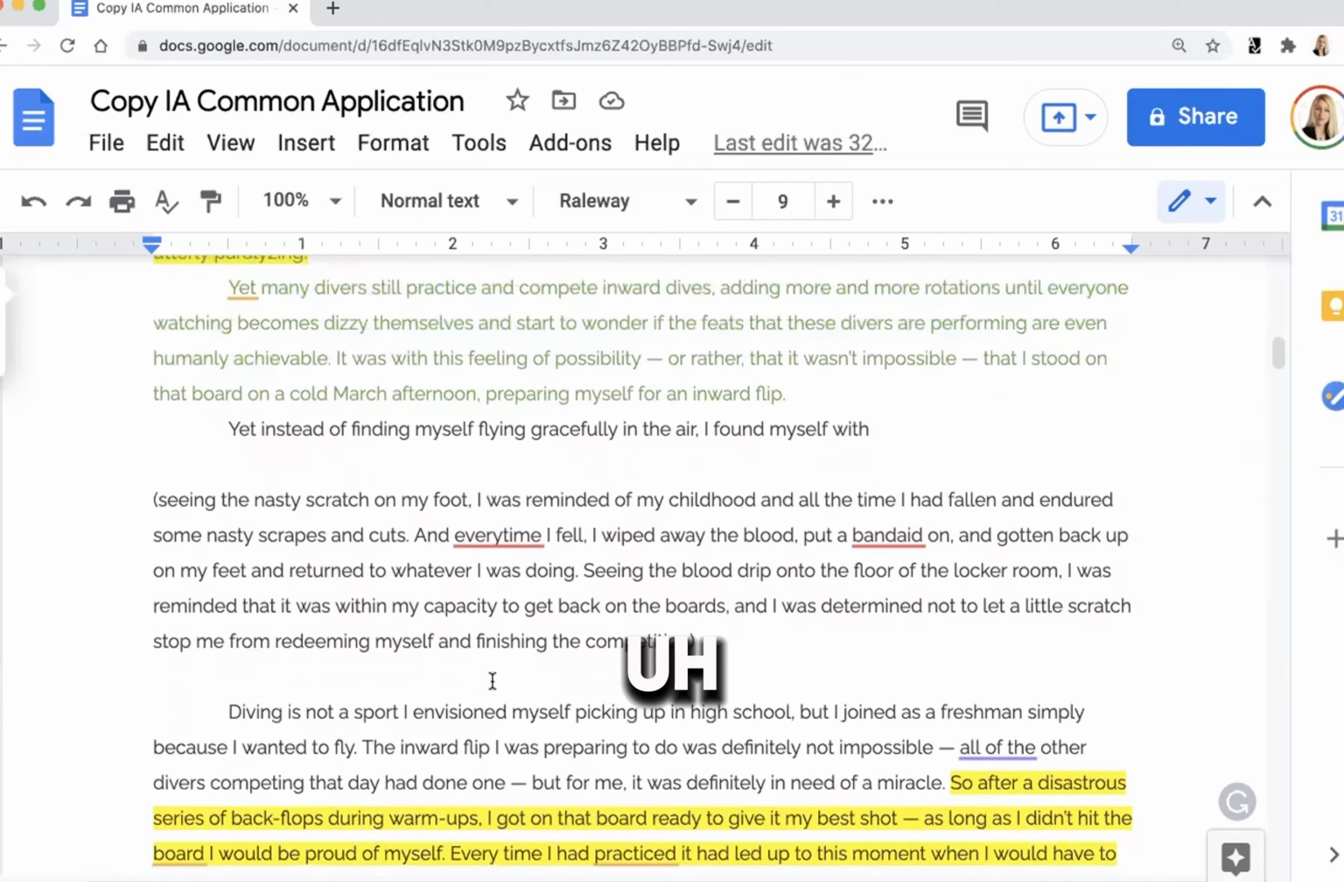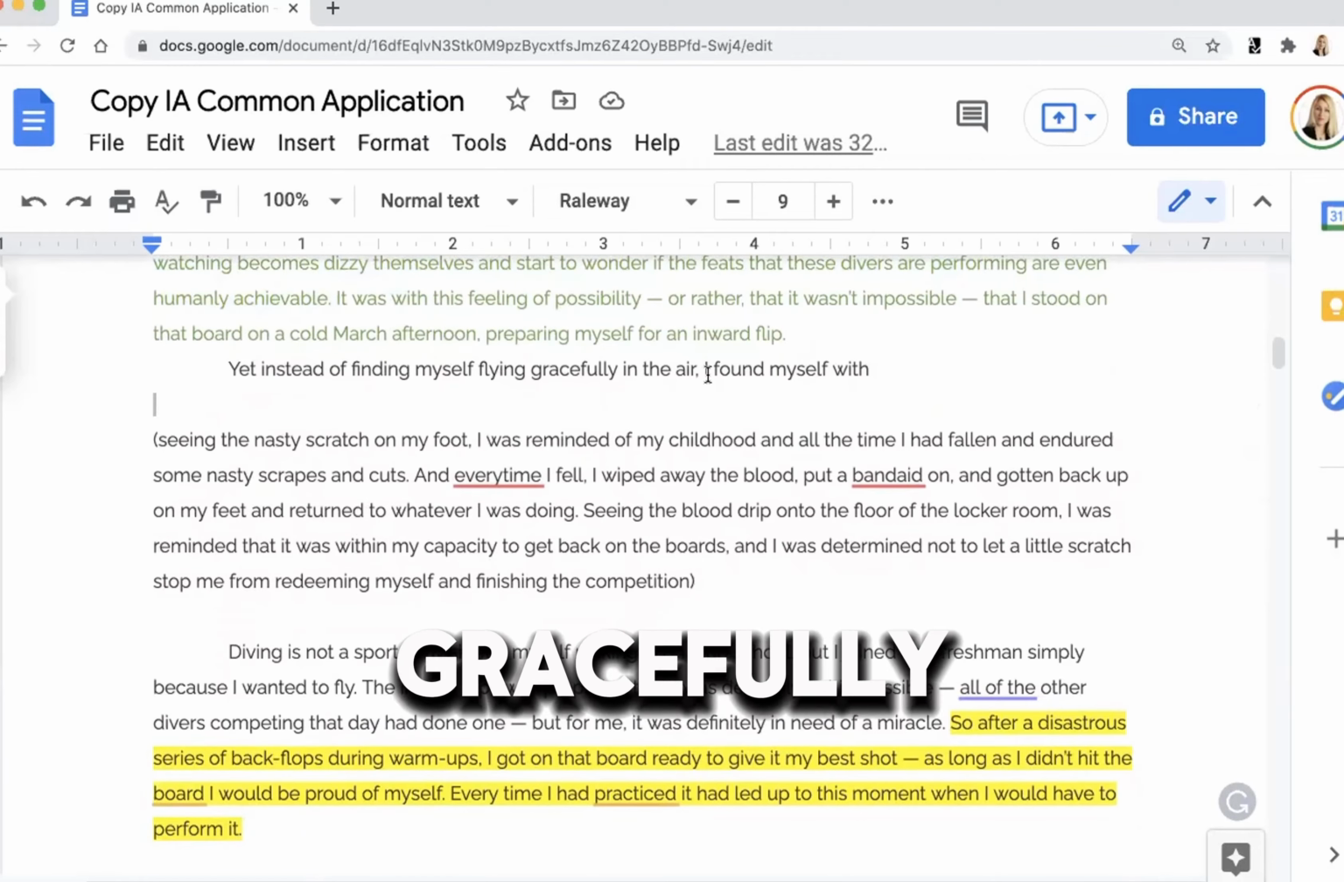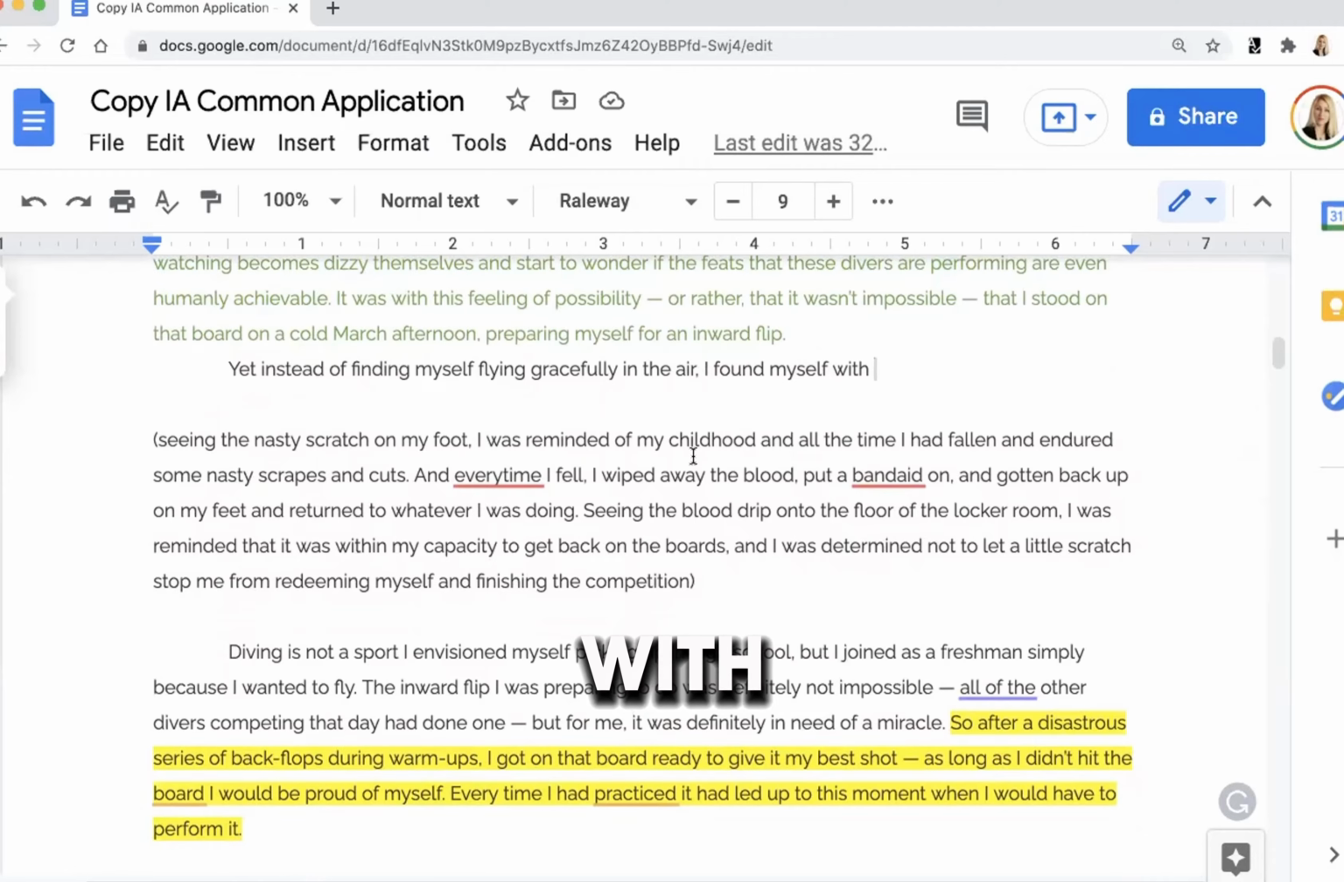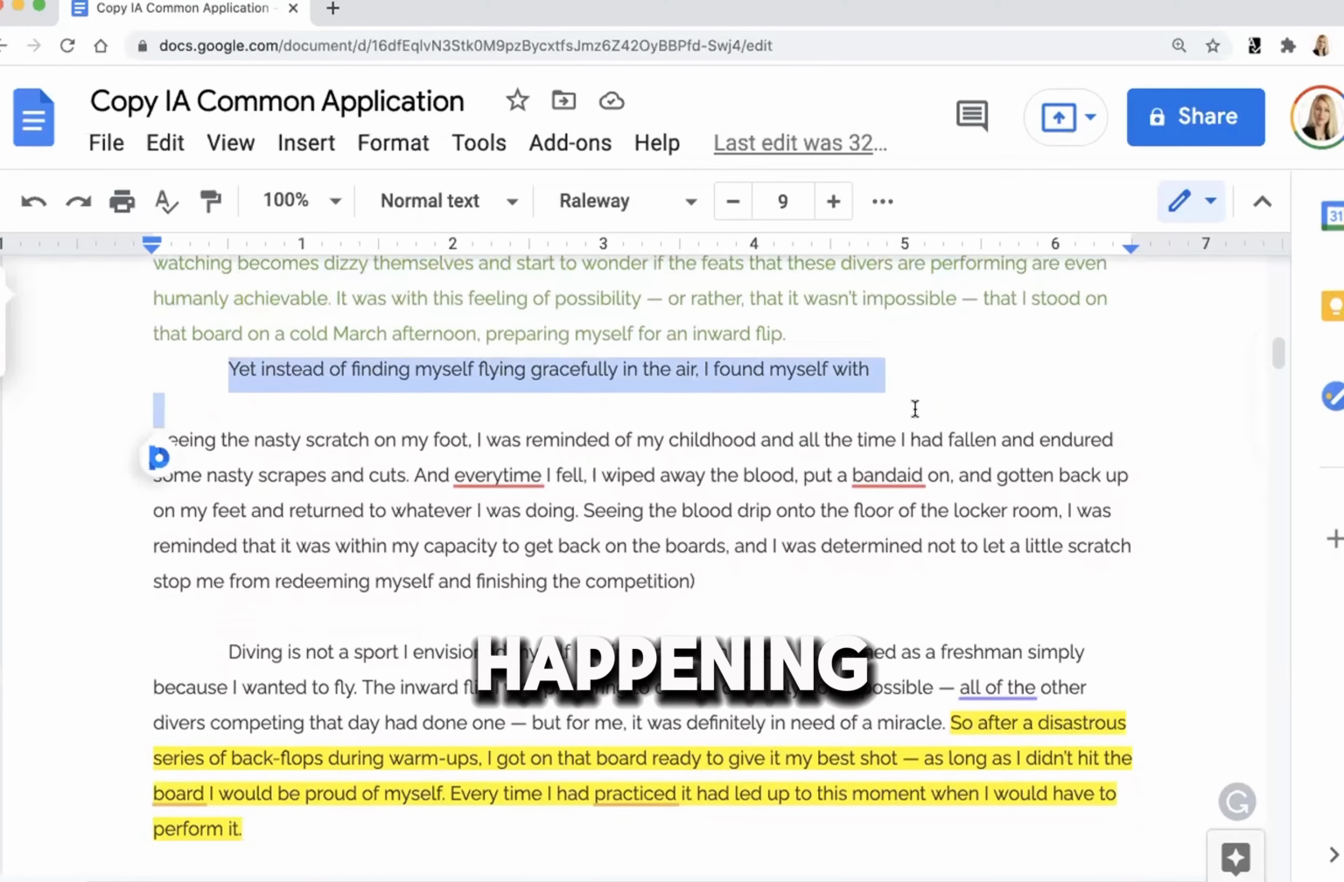All right, so moving on: "Yet instead of finding myself flying gracefully in the air, I found myself with..." and then here we stopped, because what's happening with a sentence like this right smack in the middle of this essay? Well, anytime you're just telling the reader what happened, you have taken away the ability from them to imagine it. So this is my comment again. It is something that if I were taking notes, I'd write it down right now. Please do not insult your reader. Do not insult their intelligence.